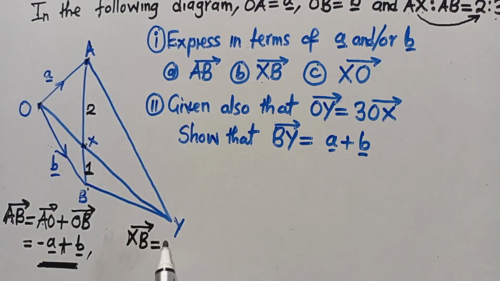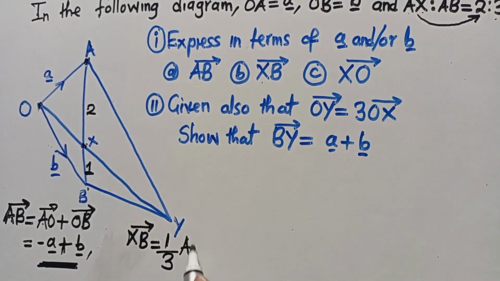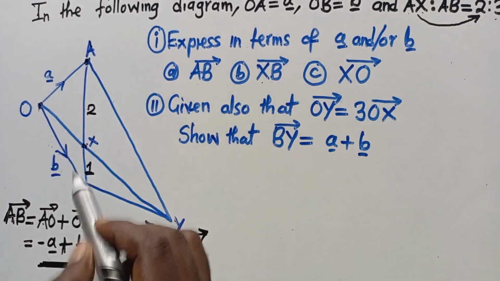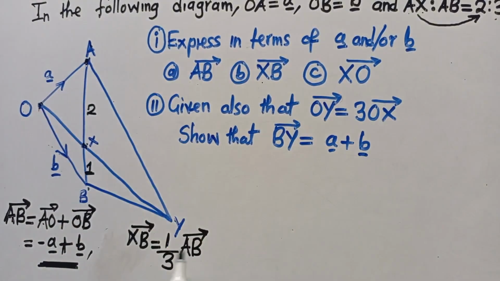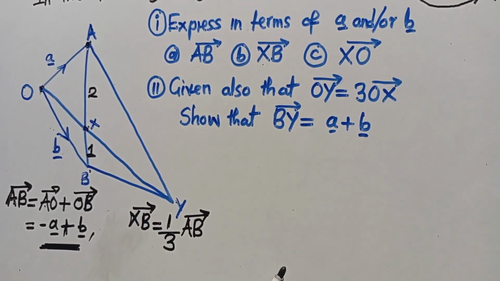This is 1 over what? The total line from A to B. That is 3. So XB is 1 over 3 of which line? AB. This is what you just need to do. So XB is just 1 over the total line, which is 3, and the line is AB, like this. So this is how you are supposed to answer these questions.